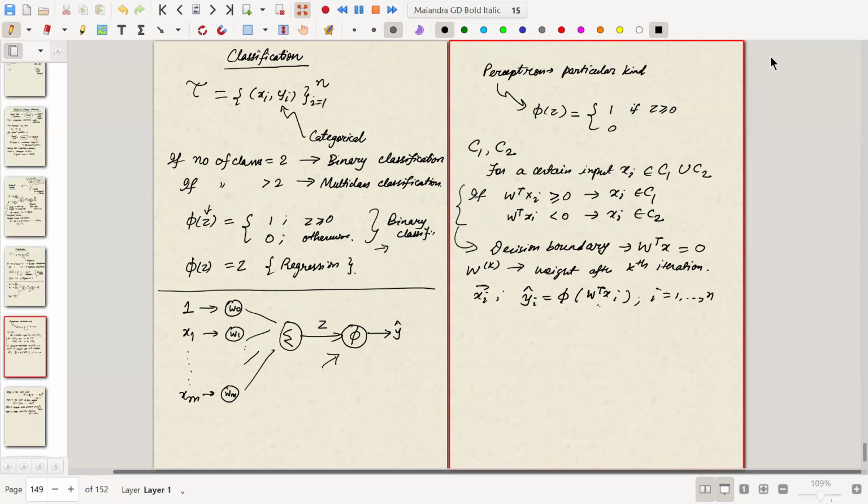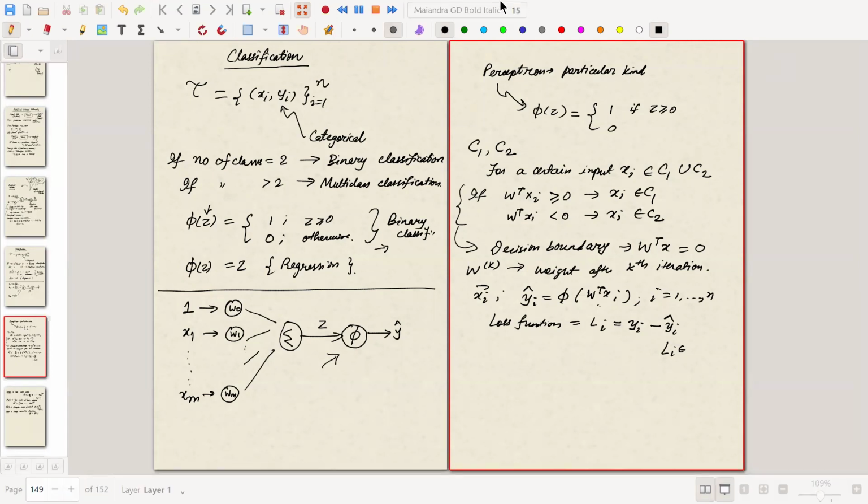Then you compute the loss function. Loss function is given by, say I denote it by Li, that is yi minus yi hat. In regression also we are doing this. So can you tell me what will be the possible values of Li in binary classification? After computing the loss function, which can take 0, 1 and -1, our next step is to update the weights. So Wk you already know, so we need to find Wk plus 1.